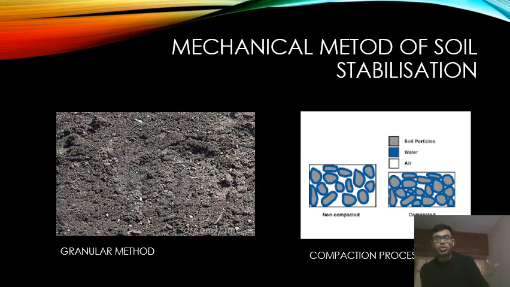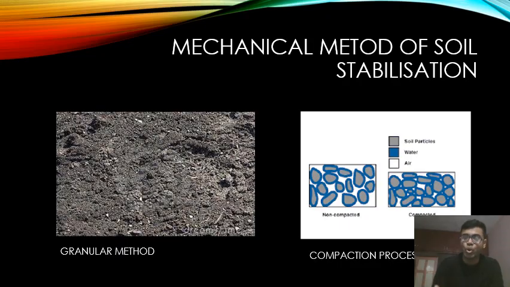The mechanical method of soil stabilization is the granular method. This is the compaction process. As you all know, soil has 3 phases: one is the solid particles, one is the air, and the other one is the water. In the compaction process, the air is expelled out and the soil gets compacted. This is the normal compaction method.